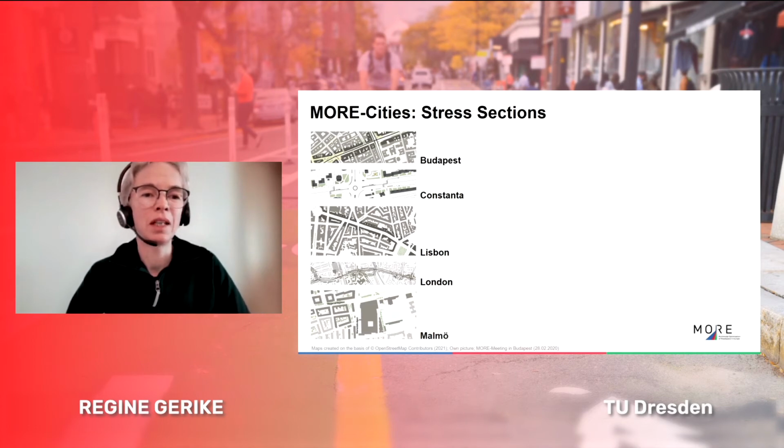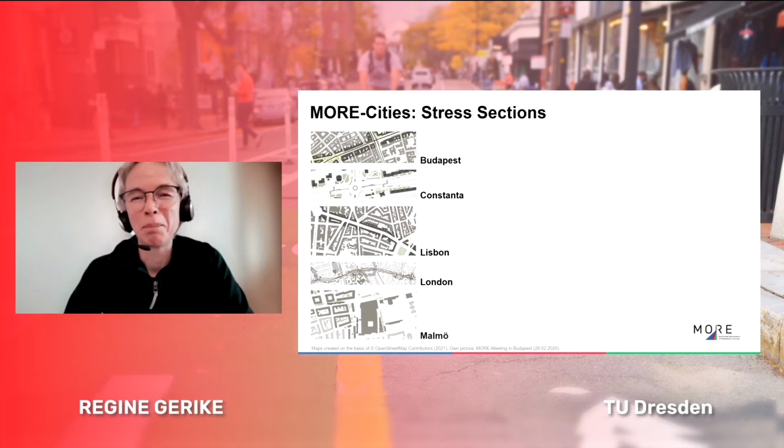So now these are our 5 stress sections that we worked on in MORE. So we have in each of the partner cities one corridor. Peter Jones introduced them already. And you see here the maps on the left-hand side. So all these 5 stress sections are main streets. So you have high movement and high place functions, both. So these are the most ambitious and challenging design tasks that we have in the cities.